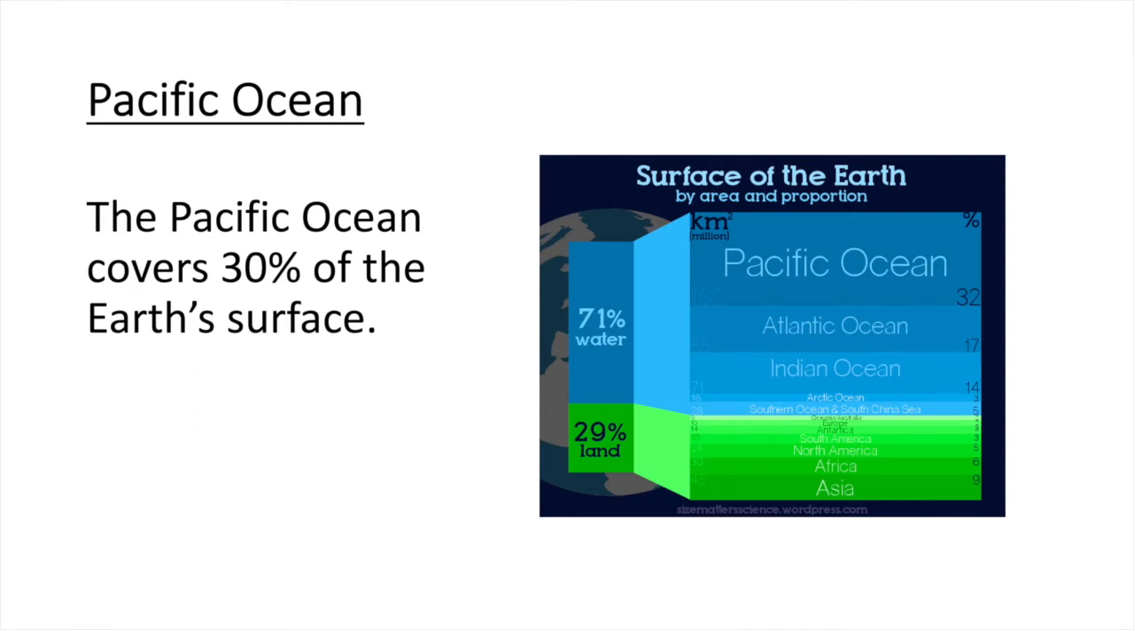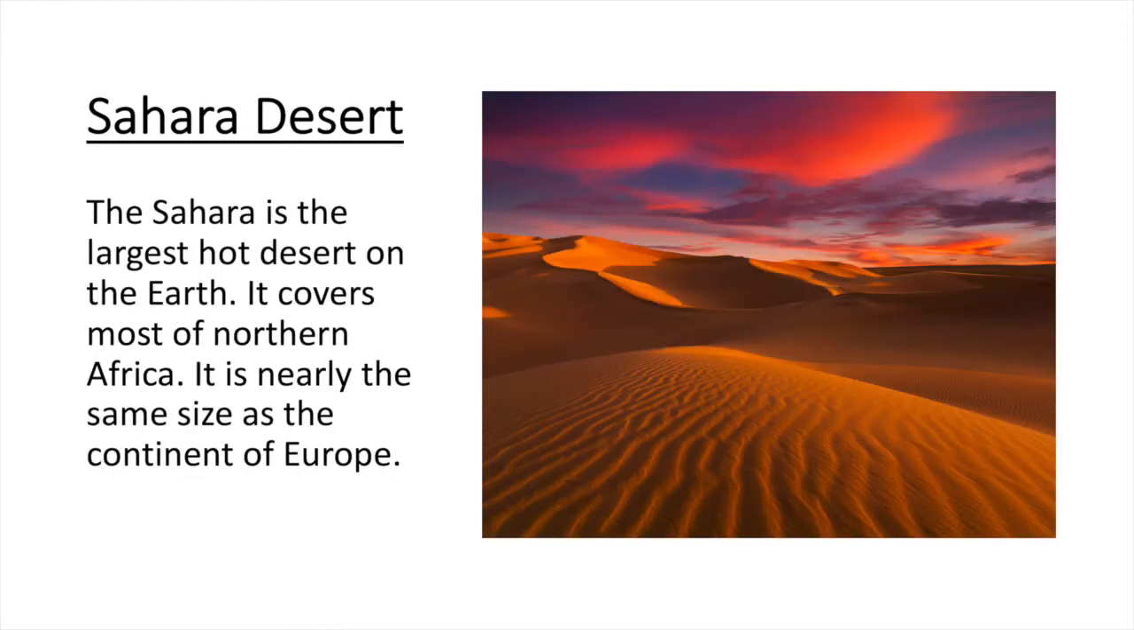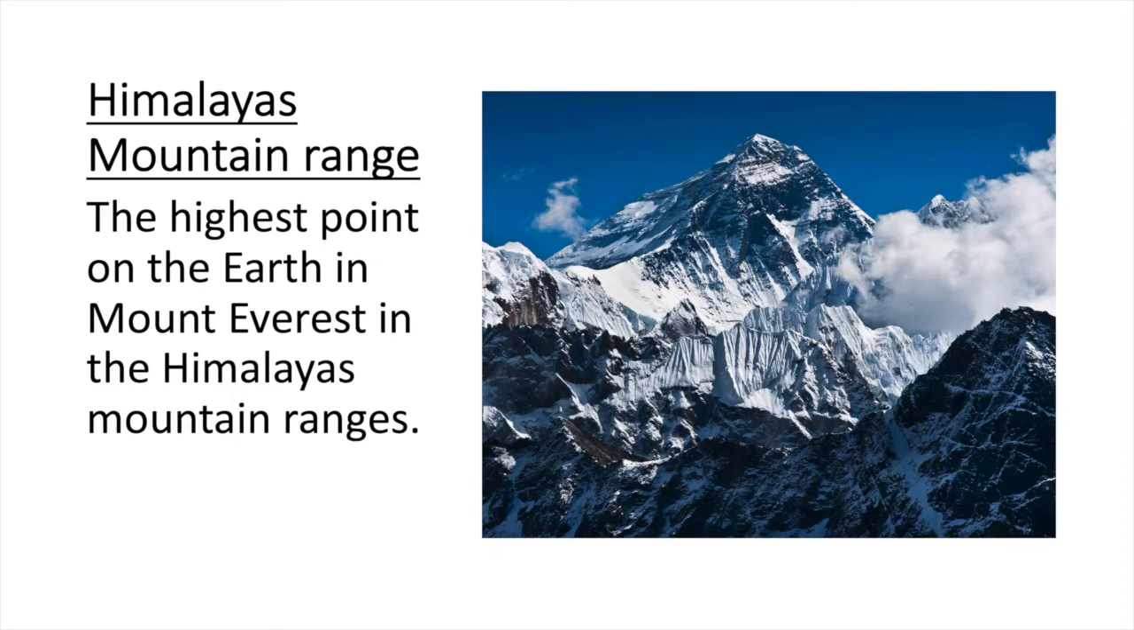Pacific Ocean. The Pacific Ocean covers 30% of the Earth's surface. That's why the Pacific Ocean is the largest ocean in the world. Sahara Desert. The Sahara is the largest hot desert on the Earth. It covers most of northern Africa. It is nearly the same size as the continent of Europe. Himalayas mountain range. The highest point on the Earth is Mount Everest in the Himalayas mountain range.